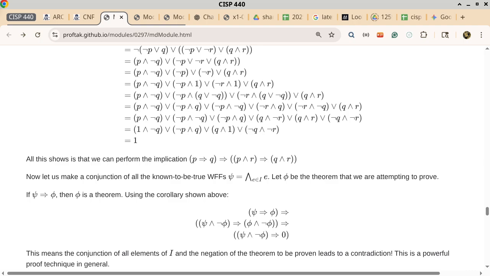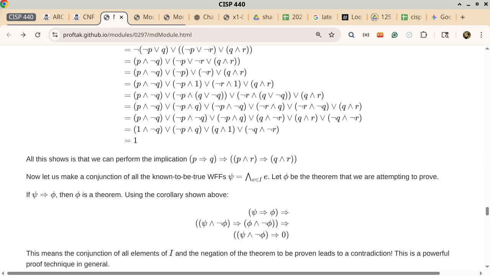Okay, so let's just say that you have some gigantic expression called psi in this case, and some other gigantic expression called phi. If psi implies phi is true, then you can just AND each side of the implication with not phi. Why? Because of the corollary that we talked about earlier. The corollary basically says you can AND anything you want. So if this is phi, this can be not phi.